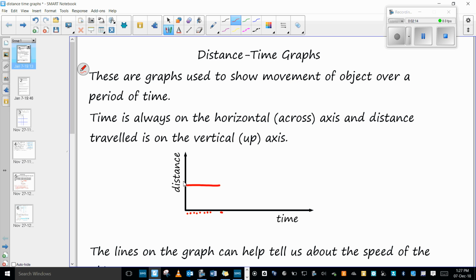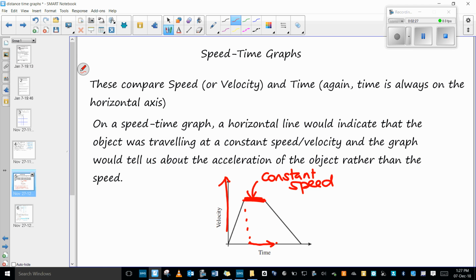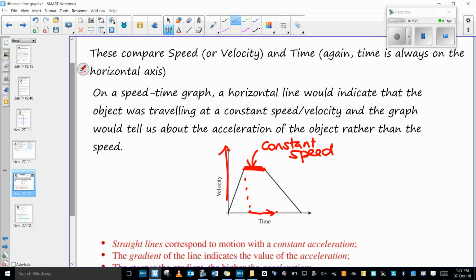On the speed time graph, if it was horizontal, but the speed was at 0, yes, fair enough, but you wouldn't often have that. Okay? Is it only stops when it comes down to the axis?